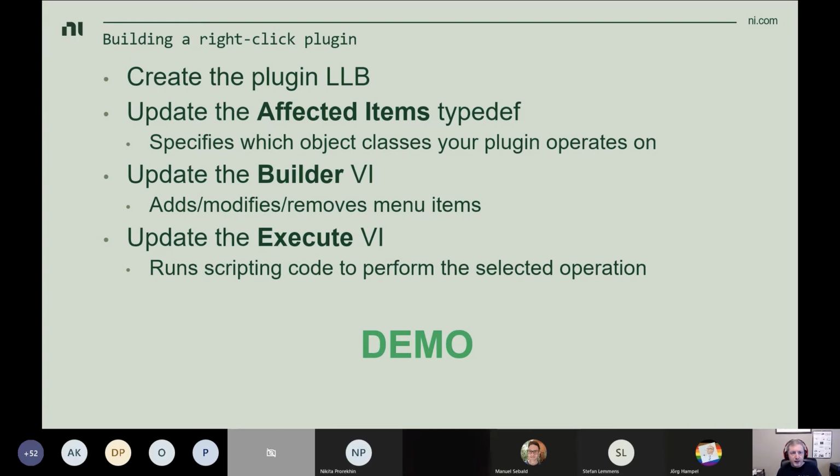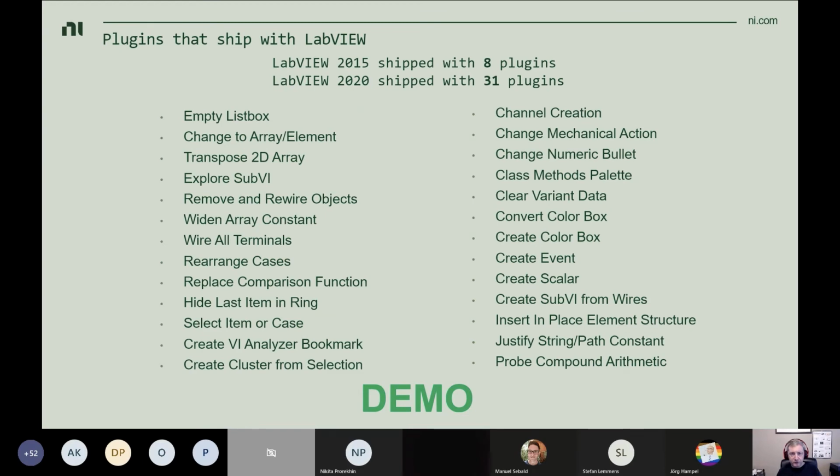And I'm going to talk about how there are a lot of these plugins, as I mentioned, that ship with LabVIEW. Now, the feature came out in LabVIEW 2015. And in LabVIEW 2015, LabVIEW Core shipped with 8 right-click plugins. LabVIEW 2021 shipped with 31 right-click plugins. So you can see LabVIEW R&D has really embraced this plugin feature, and it allows LabVIEW R&D to add features to the editor much more rapidly than they otherwise could with other mechanisms like the C++ based features.